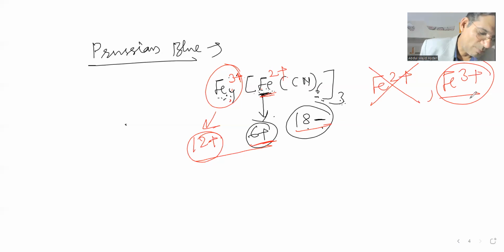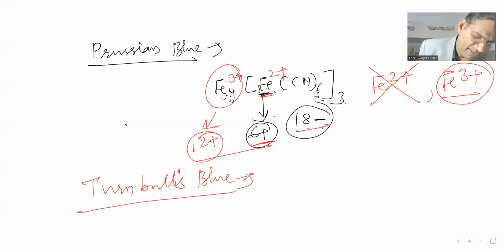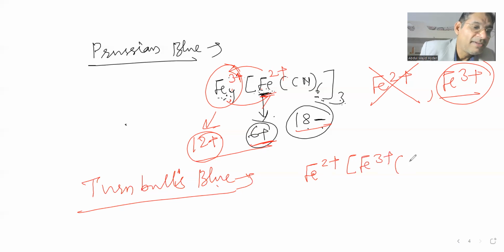Now see, this was Prussian blue. What about Turnbull's blue? So it is easy for you to remember. Turnbull means keep this 2 plus outside and Fe3 plus inside. That is the meaning of Turnbull. Fe2 plus, then Fe3 plus, and CN whole 6. This is 6 minus, this is 3 plus, this is 2 plus, so 5 plus, so this will be having 1 minus charge.